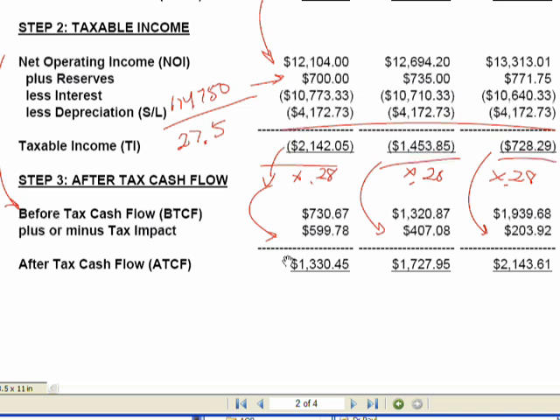All right, well, I'll stop here and we'll go on to steps 4 and 5. In steps 4 and 5, we're going to talk about the sale or the reversion of the property.